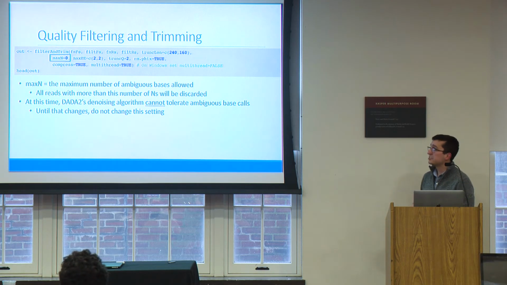Max N just specifies the amount of ambiguous base pairs that you can have in your data.